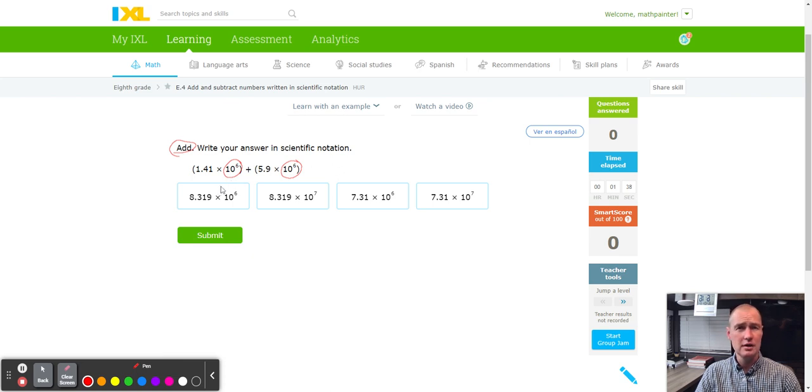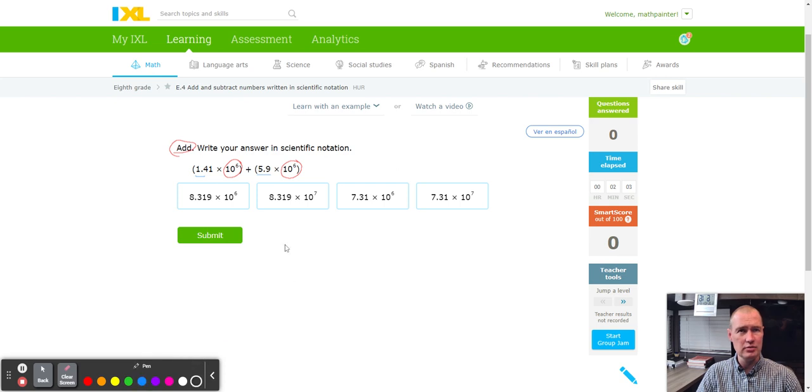All right, getting started right now, we are going to add, and we got 10 to the 6, which match. So this is one of the easier problems. So what we're going to do is we're going to take our 1.41 and add it to 5.9. And on this IXL, I would recommend you use a calculator too. So yes, you can use the calculator to add and subtract our numbers that you see here.